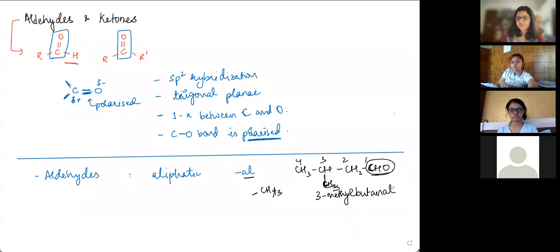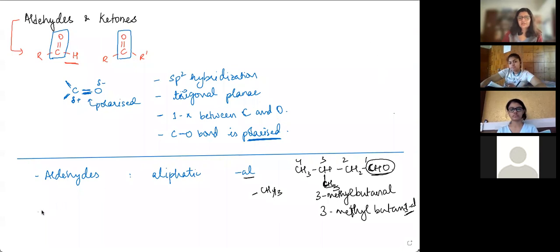So 3-methyl butanal, or to be more accurate, 3-methyl butan-1-al. वैसे aldehydes, unless there's an acid also present, they will always take the first position. Okay, so this is when it's a suffix.